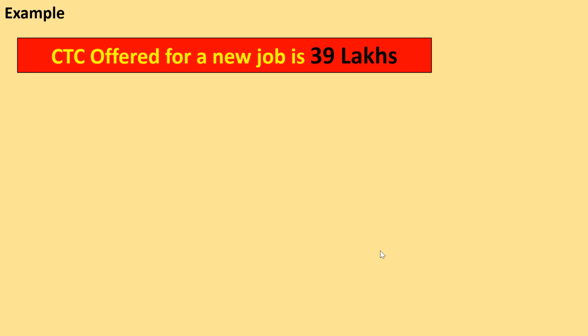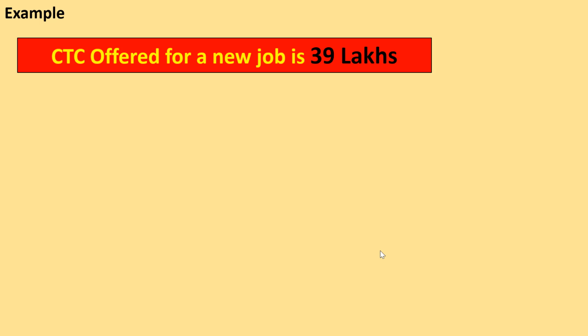Now let's take one example to understand how the CTCs are configured. You might have heard from some of your friends or colleagues that they have received offers like 50 lakhs, 40 lakhs, 70 lakhs per annum, right? What it actually means is that they have received that offer, but it does not mean that the offer is per annum, right? So let's say if somebody has a CTC offer of 39 lakhs, it means that the cost to company is 39 lakhs. It does not mean that the annual component is actually going to be 39 lakhs.